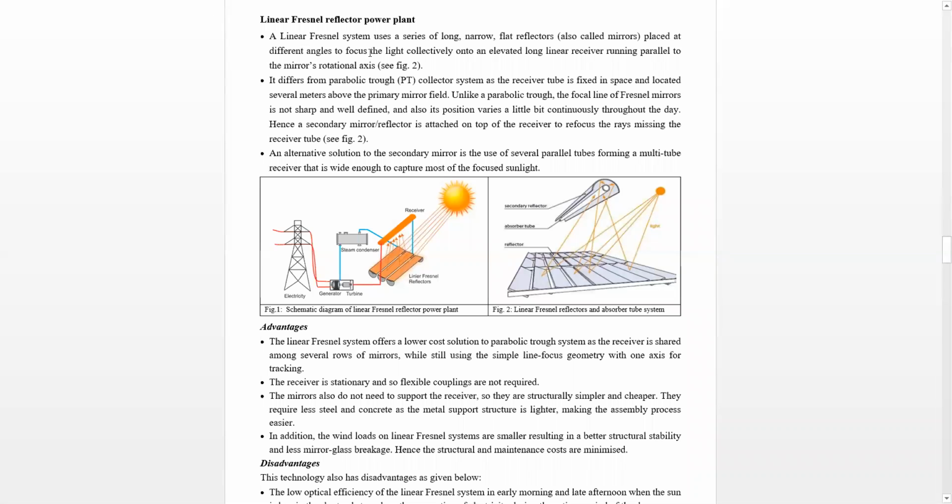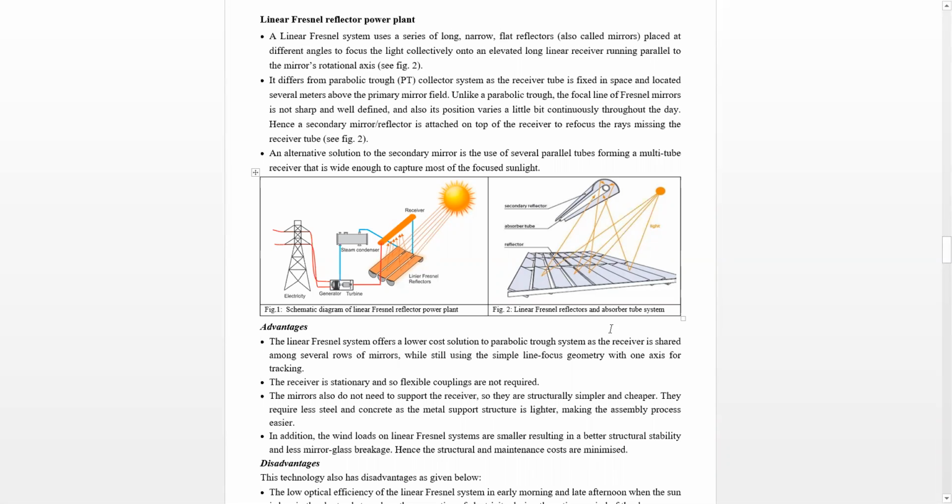A linear Fresnel system uses a series of long, narrow, flat reflectors, or the reflectors are also called mirrors because they reflect the radiation, placed at different angles to focus the light collectively onto an elevated, long, linear receiver running parallel to the mirrors' rotational axis. Let me explain this bullet point with the help of figure 2.